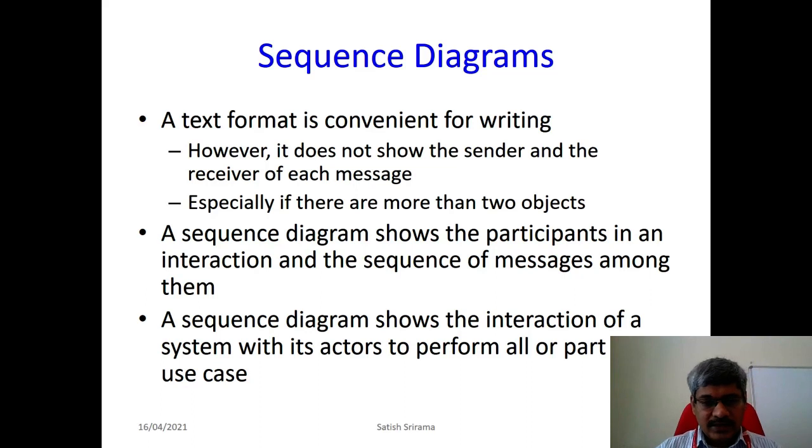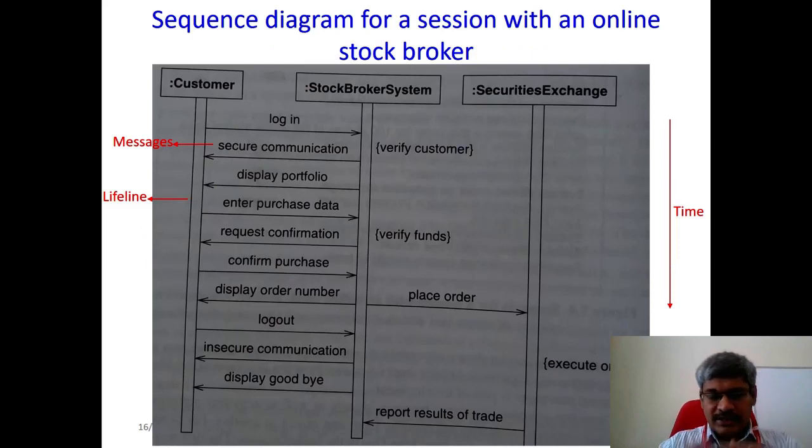To counter that, there is the sequence diagram. A sequence diagram shows the participants in an interaction and the sequence of messages among them. Basically, a sequence diagram shows the interaction of a system with its actors to perform all or part of a use case. I'll show you an example, then it will make things clear. So here is a sequence diagram for the same session with this online stockbroker, which we have discussed in terms of scenarios.